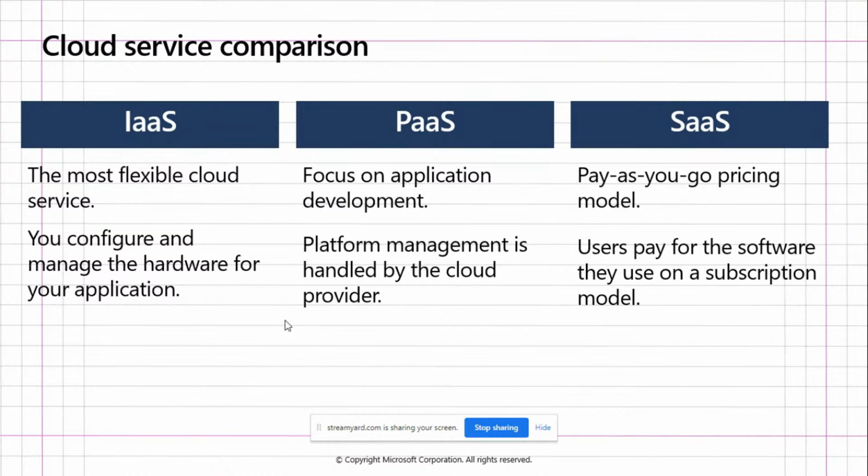And out of these, we have to pay for what we are using, wherein for software as a service we would be going for the subscription model, like what I said. Microsoft O365 license subscription is one example of it. And for platform as a service, platform management is handled by the cloud provider itself. And for infrastructure as a service, we will be handling the hardware as well.